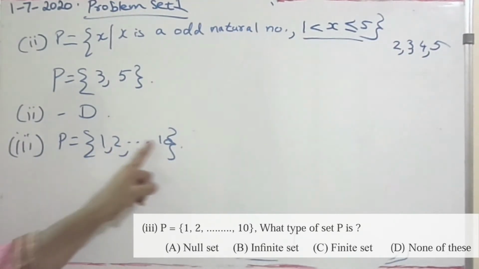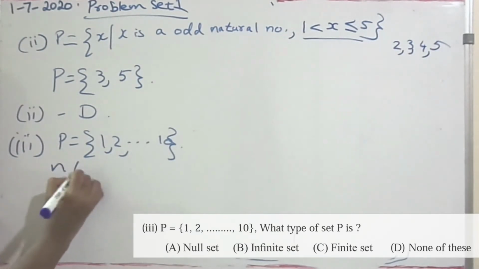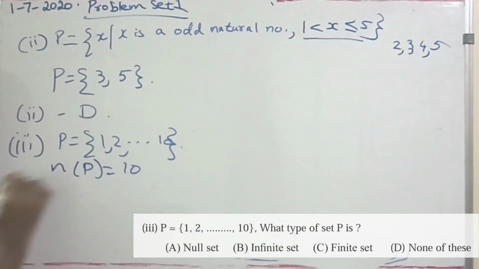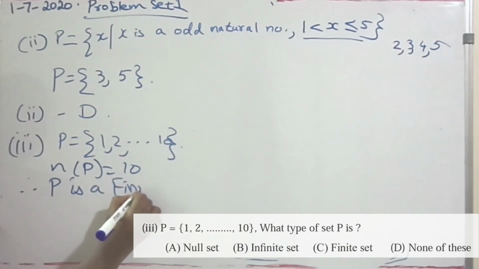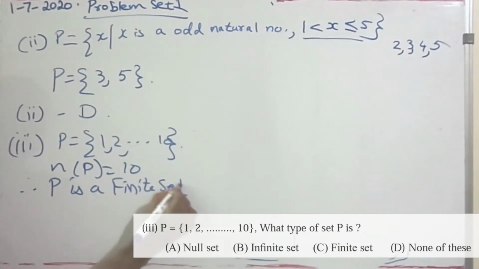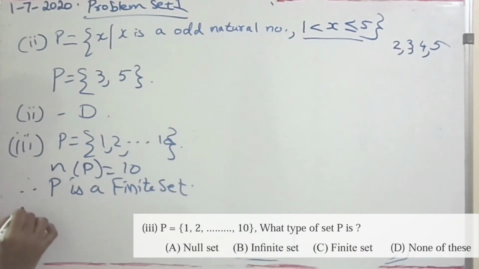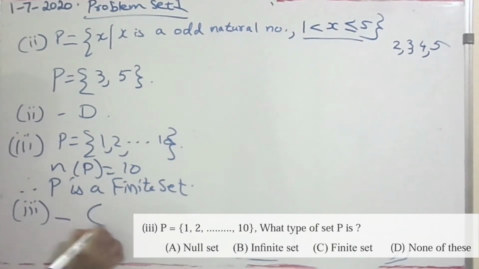Is it a finite set? Yes. Because the number of elements in P is 10. Therefore, P is a finite set. Whenever you can count the number of elements in a set, it's a finite set. So, third, which option is it? Finite set is C. Option C.